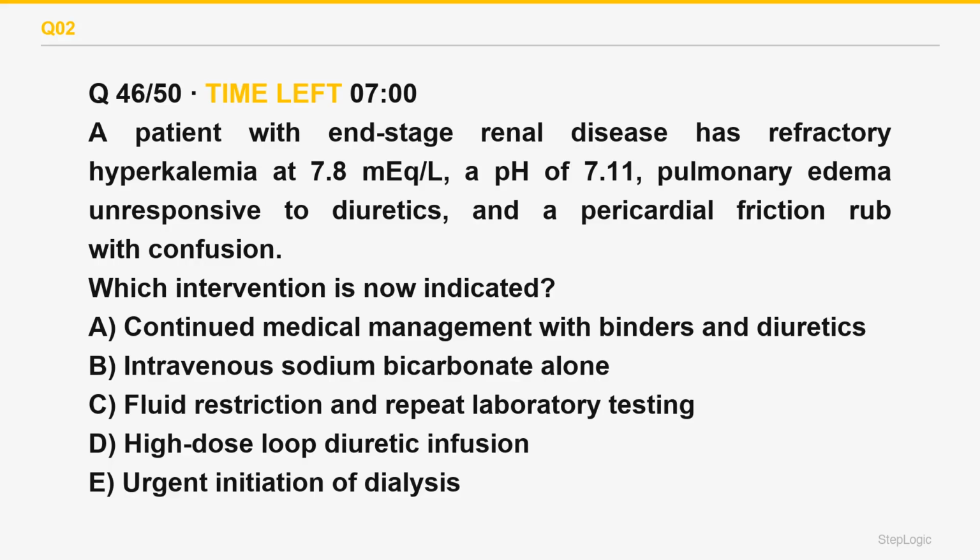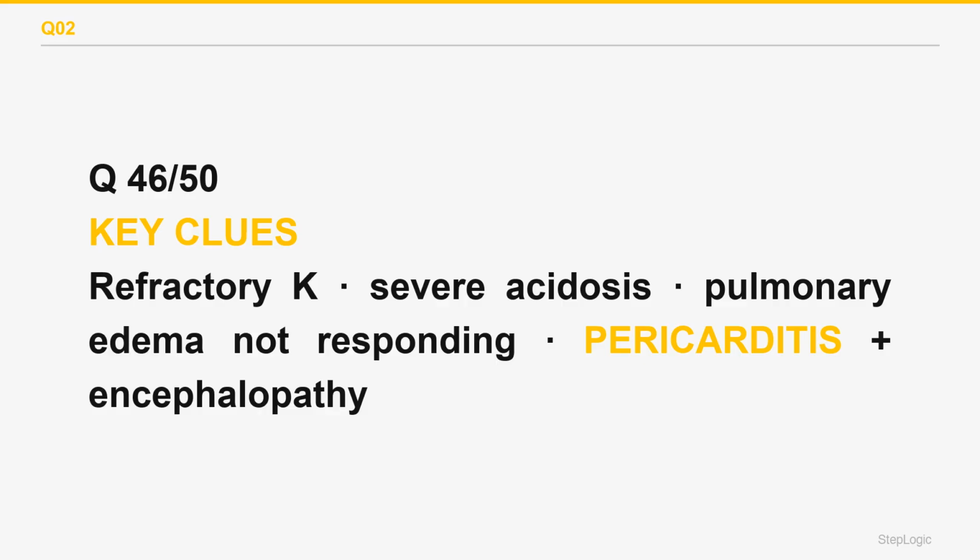Which intervention is now indicated? A patient with end-stage renal disease has refractory hyperkalemia at 7.8 milliequivalents per liter, a pH of 7.11, pulmonary edema unresponsive to diuretics, and a pericardial friction rub with confusion. Read the command. Which intervention? Several indications for dialysis are present simultaneously, and recognizing the set is the point.